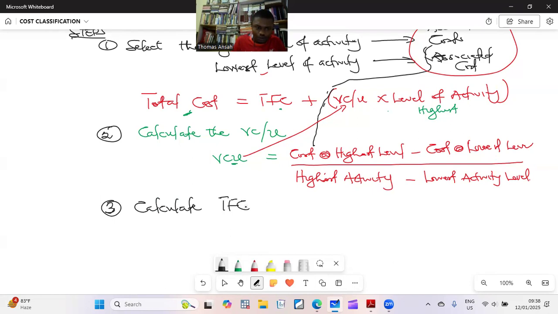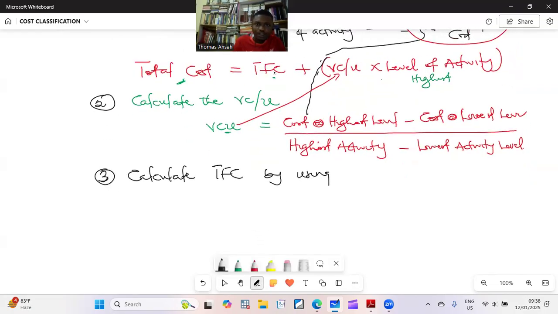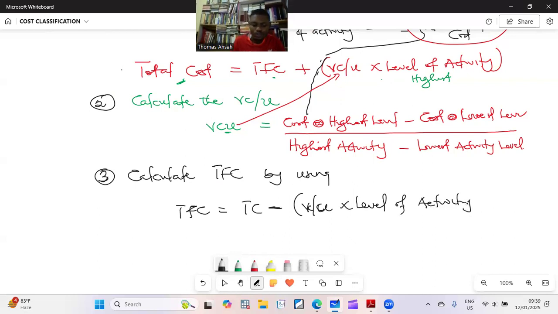Calculate the total fixed cost by using change of subject. And by the change of subject, you will see that if this one is to go to the other side, it will be minus. So it means total fixed cost will be equal to total cost minus, in bracket, variable cost per unit, VC per unit, multiplied by the level of activity, which you have done anyway. You use the highest activity or the lowest activity to do that. All right, so take notes of that.